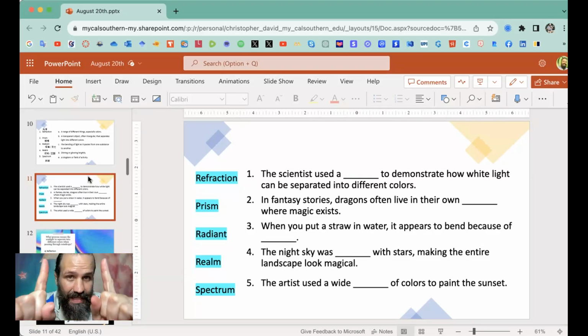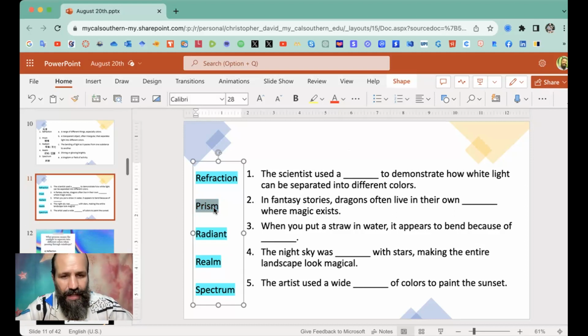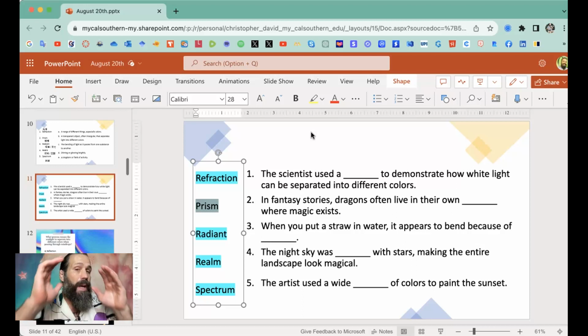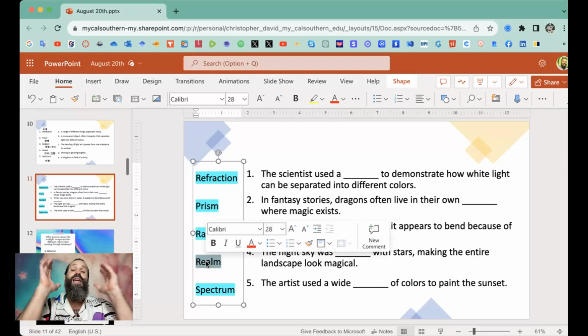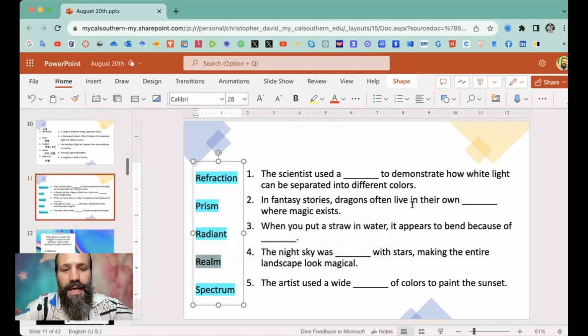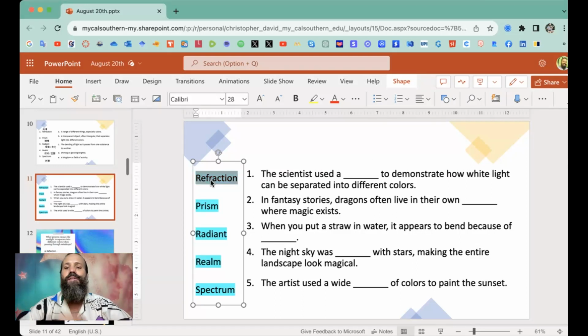I'm going to read the sentence with a blank, and you try to fill it in before I give you the answer. The scientists used a blank to demonstrate how white light can be separated into different colors. So he used something that would be a prism. In fantasy stories, dragons often live in their own blank where magic exists. We talked about that. It could be a kingdom, but it's a realm. And when you put a straw in water, it appears to bend because of, we learned that, refraction.